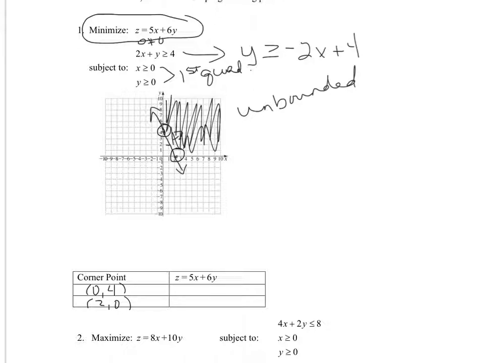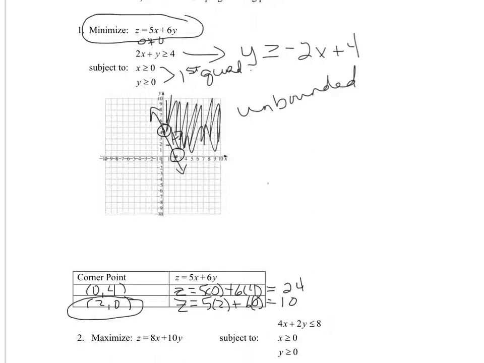So if I plug in, I will have z equals 5 times 0 plus 6 times 4, which gives me 24 when I plug in on the top equation. And then I'll have z equals 5 times 2 plus 6 times 0, which would equal 10 when I plug in on the bottom equation. Now remember, it asked me to minimize. So I look at these two values. Which one is smaller? 10 is smaller.